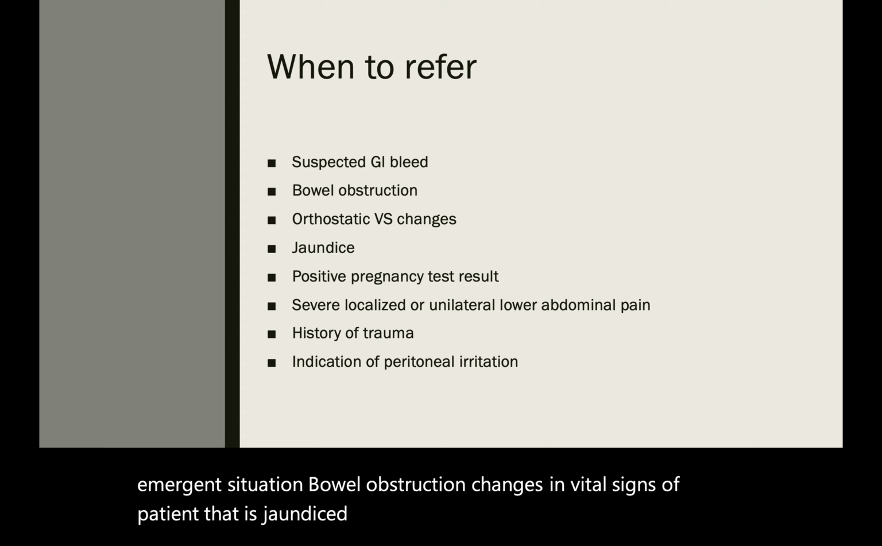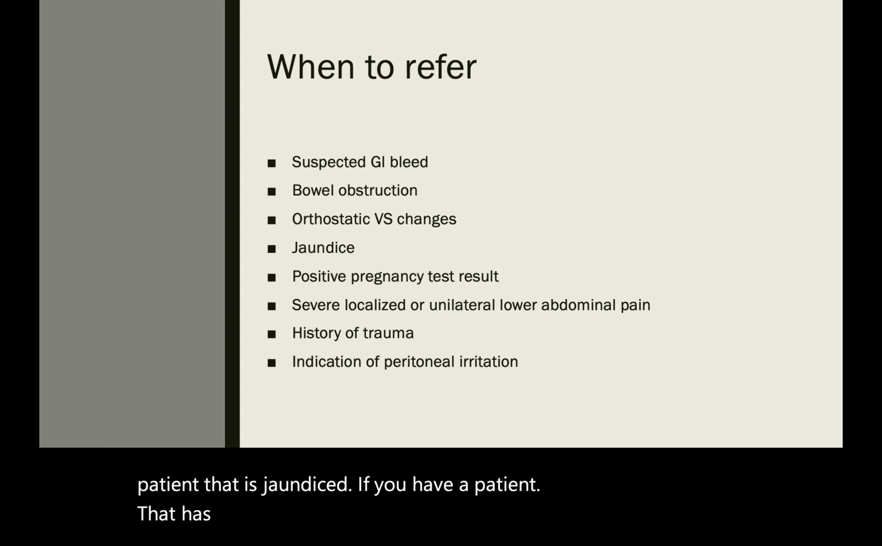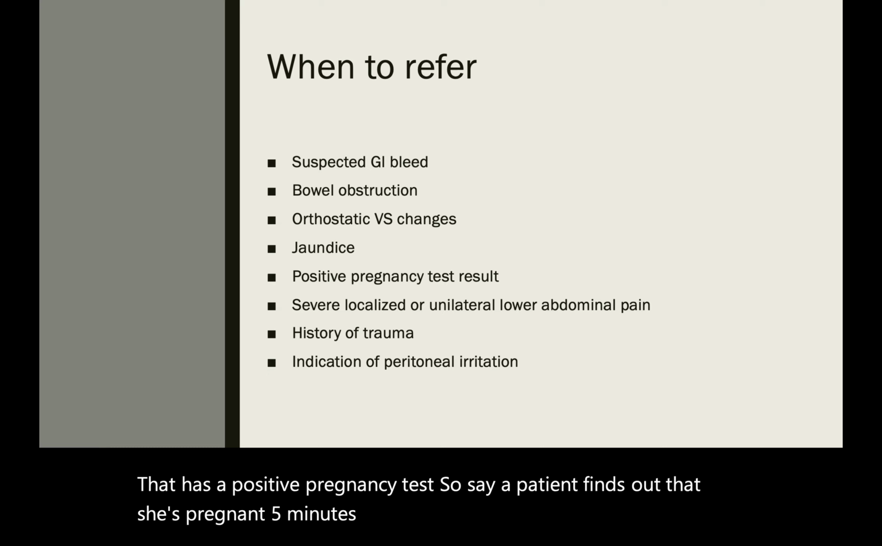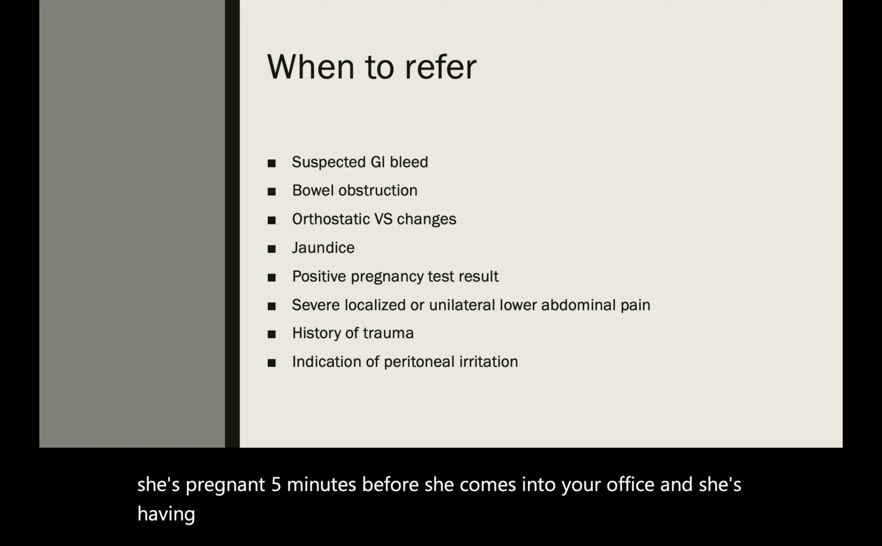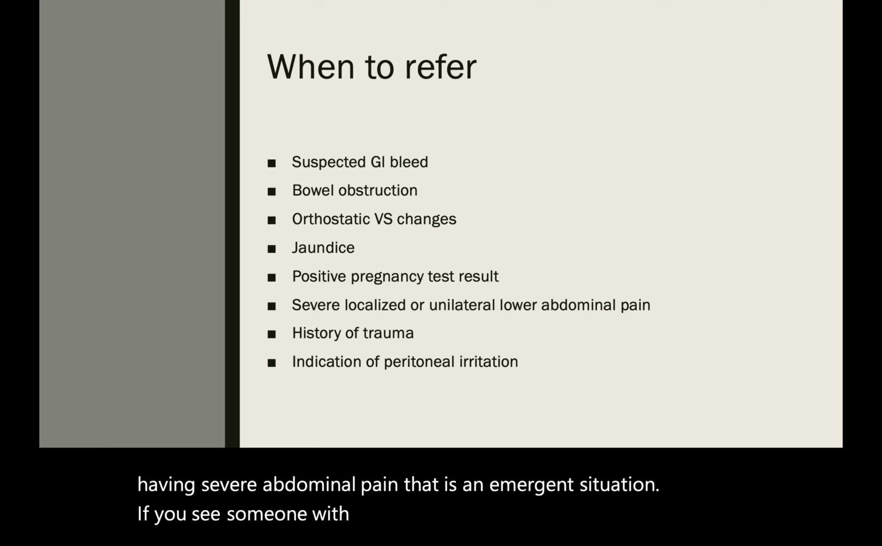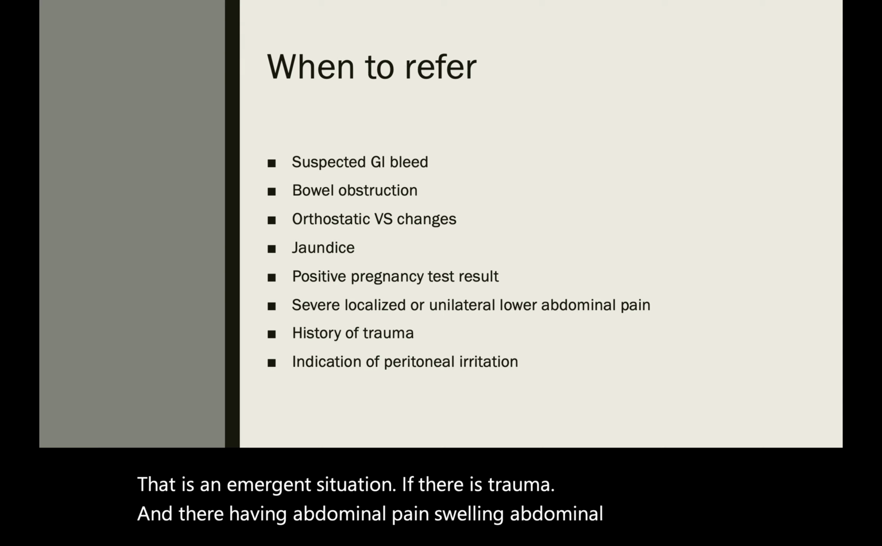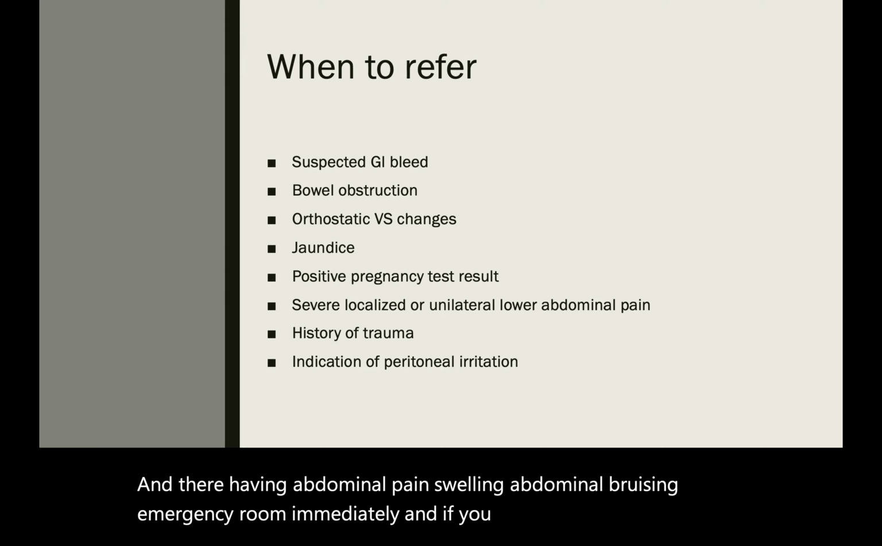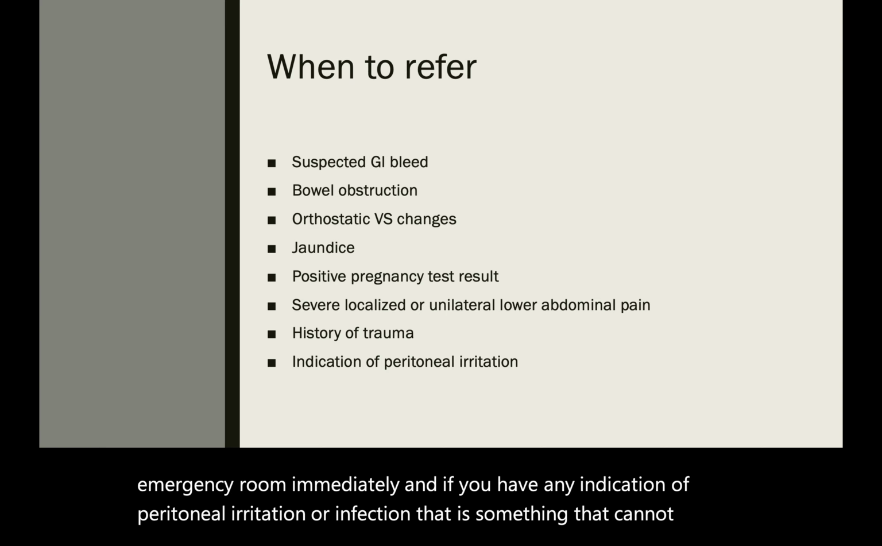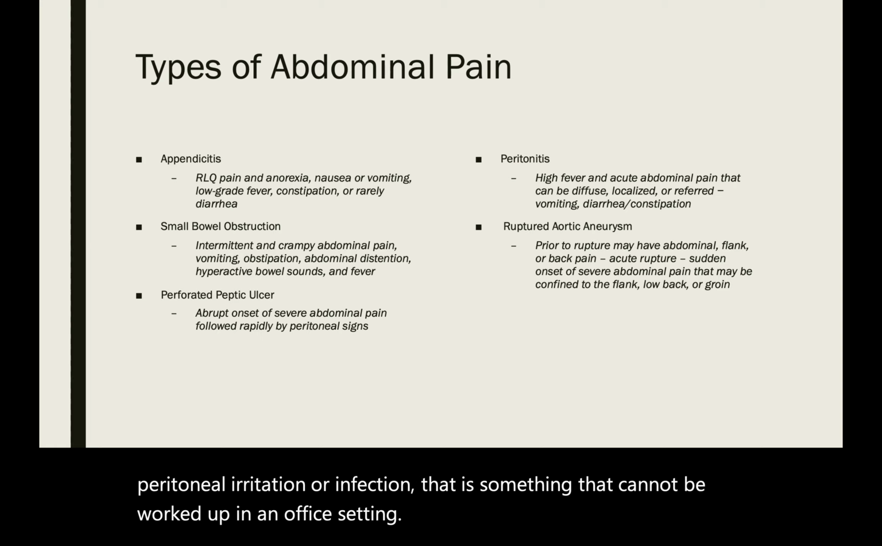If you have a patient that has a positive pregnancy test, so say a patient finds out that she's pregnant 5 minutes before she comes into your office and she's having severe abdominal pain, that is an emergent situation. If you see someone with severe localized pain, especially when it's unilateral, that is an emergent situation. If there is trauma and they're having abdominal pain, swelling, abdominal bruising, emergency room immediately. And if you have any indication of peritoneal irritation or infection, that is something that cannot be worked up in an office setting.